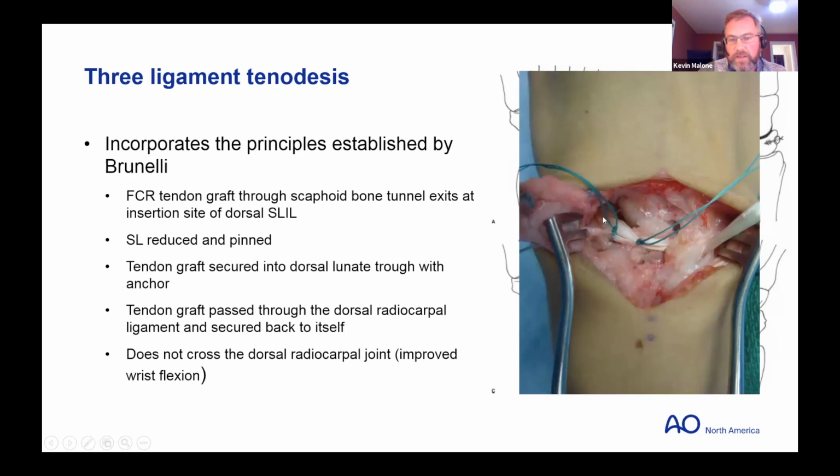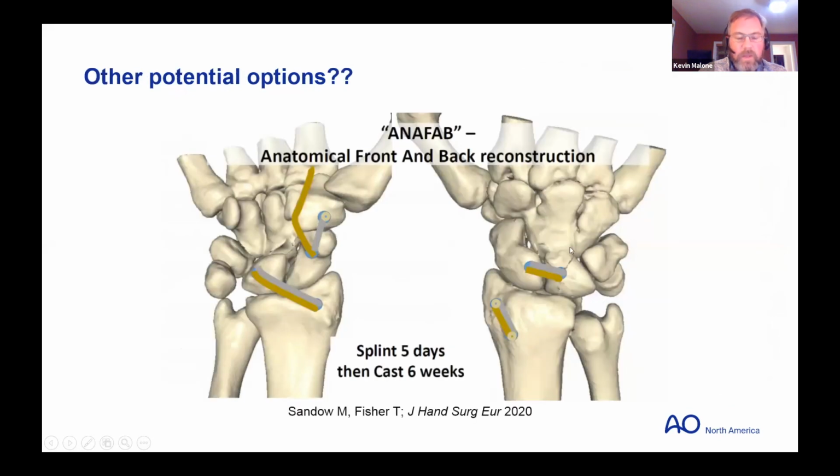Here we can see one of my cases, the FCR tendon coming across, secured to the lunate. I had an anchor in the scaphoid as well, just as another point of fixation. And here is the FCR tendon graft coming through our dorsal radiocarpal ligament before we fold it back upon itself. And perhaps this has been mentioned, I have not had the opportunity to do this in a patient. I've done it in a cadaver lab, and I think there are certain advantages to this.